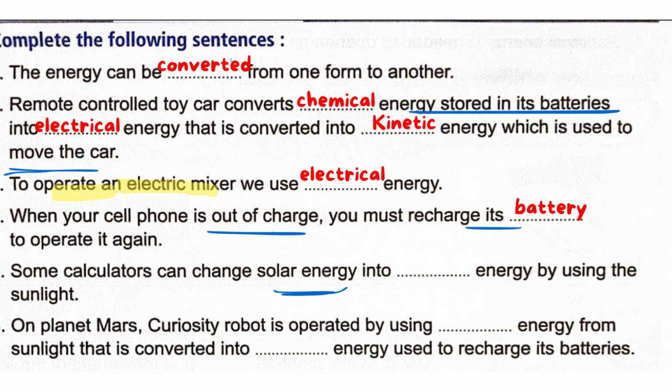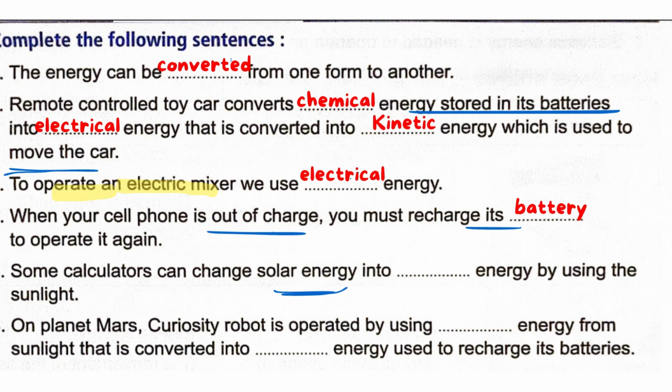But the energy that's used to operate any device is electrical energy. Okay, here when we recharge the battery, the chemical energy stored in the battery will convert into electrical energy that is used to operate the cell phone. Okay, let's go to the next question.